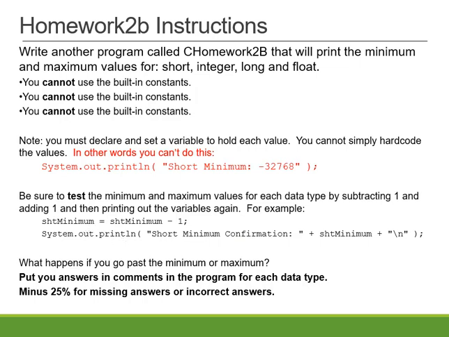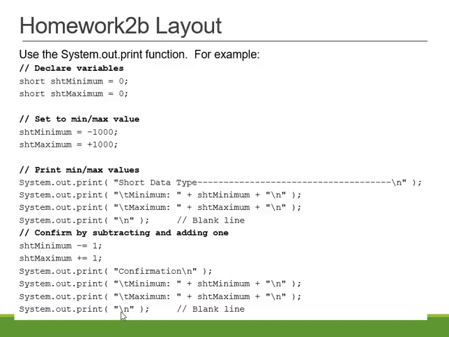Then you need to look at what happens when you go past the min and max and provide some comments for me in your program for each data type. This will be worth 25 points if you do not provide comments or you provide incorrect answers.